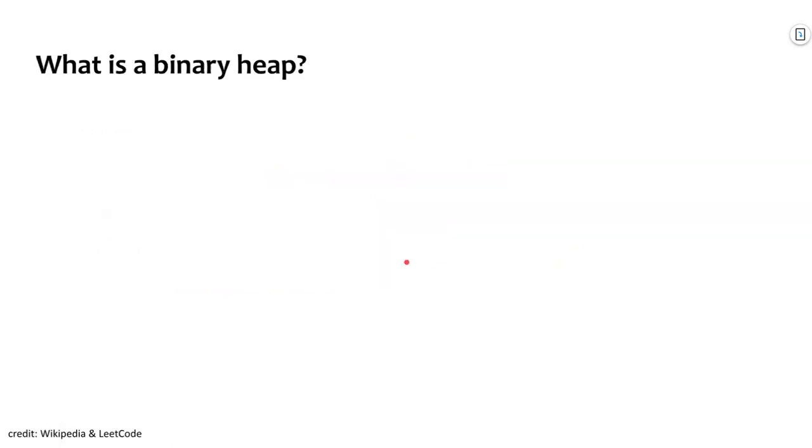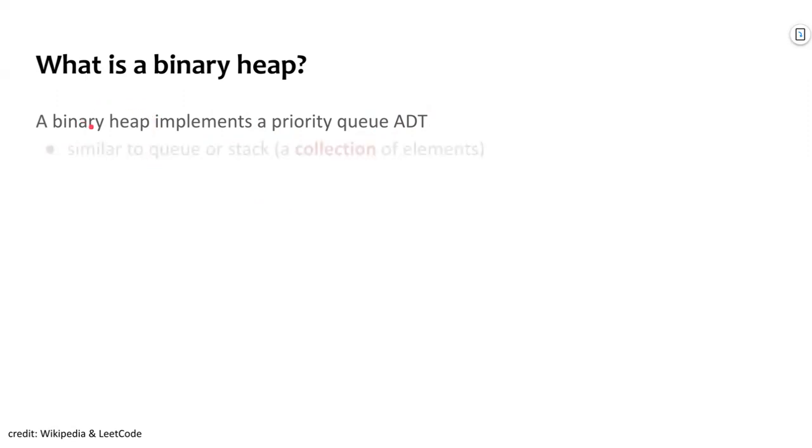And what is a binary heap? In this class, we're going to talk about binary heap. And a binary heap implements a priority queue ADT. So priority queue is the concept, and a binary heap is what we actually implement for the priority queue ADT.